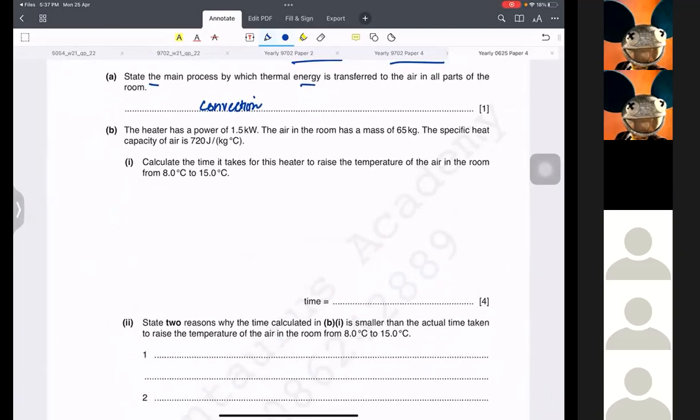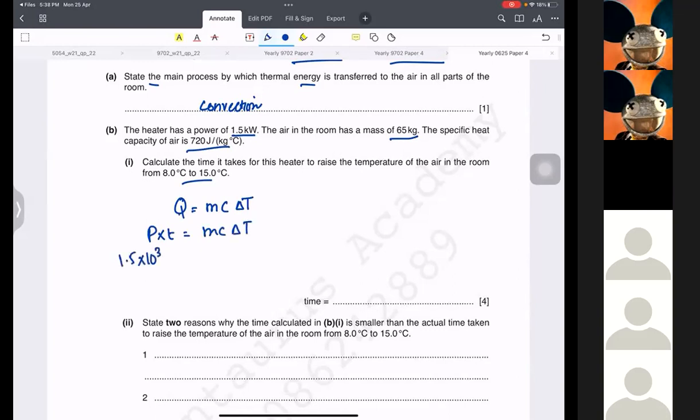Okay. The heater has a power of this. The air in the room has a mass, and this is the specific heat. Calculate the time it takes. Okay, so Q equals mc delta T. The energy is power times time, which equals mc delta T.